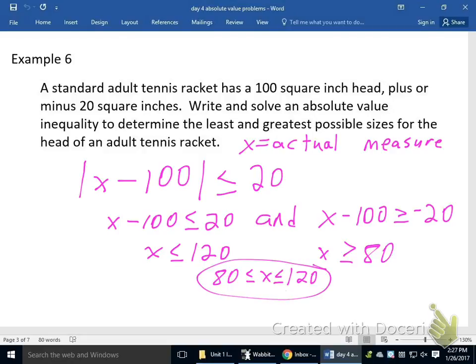For those of you thinking that this is going to be enough of an answer on quizzes or tests, because it said write an absolute value inequality, I am looking for this as part of your answer. So keep that in mind, that I'm not just looking for the values.